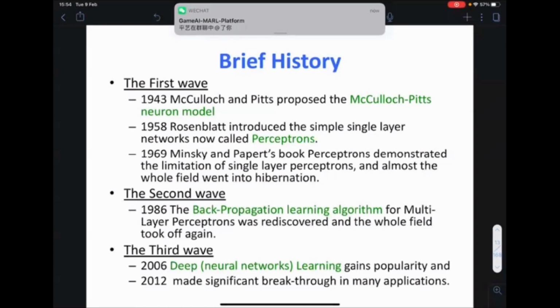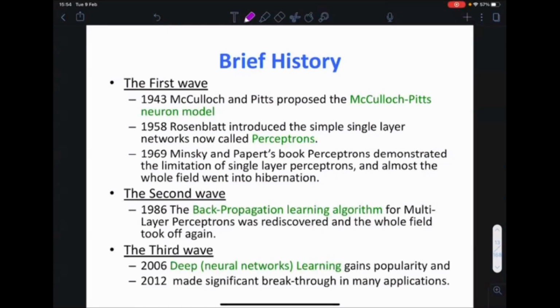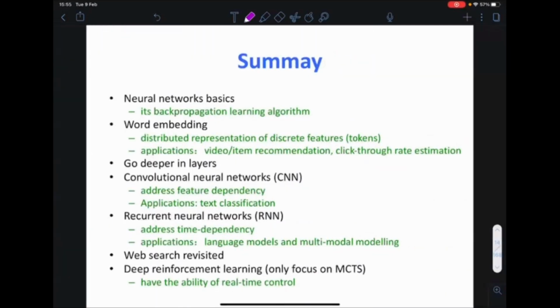And when you have multiple layers, let's say 2 layers, you can actually have a way to learn these 2 layers of neural network, or 3 layers. And people started to do the research again because they can do interesting things like face detection, and so on and so forth. And the third wave is what we have happening now: from 2006, people find that if you stack all these neural networks together, it can solve a lot of interesting things.